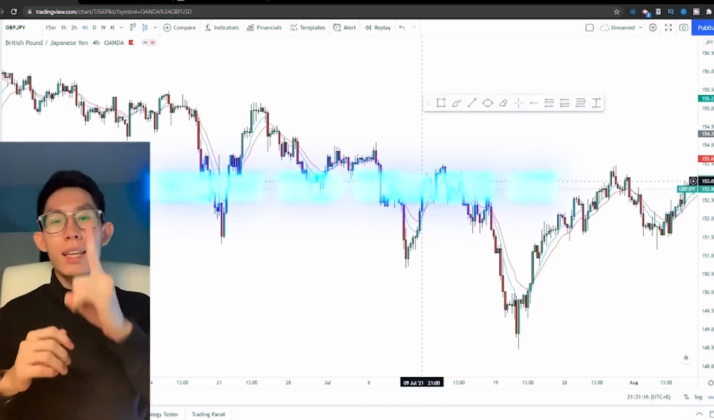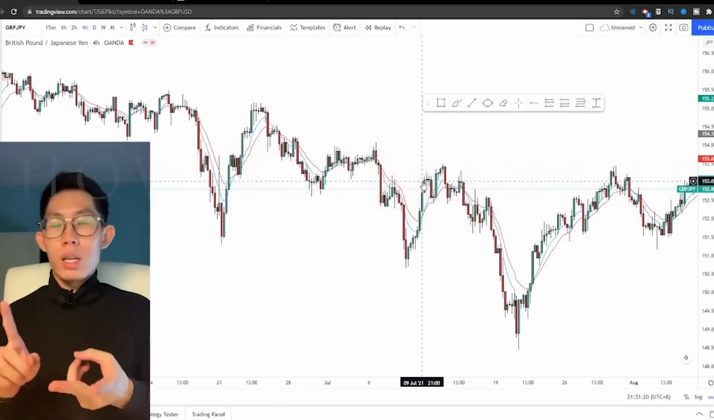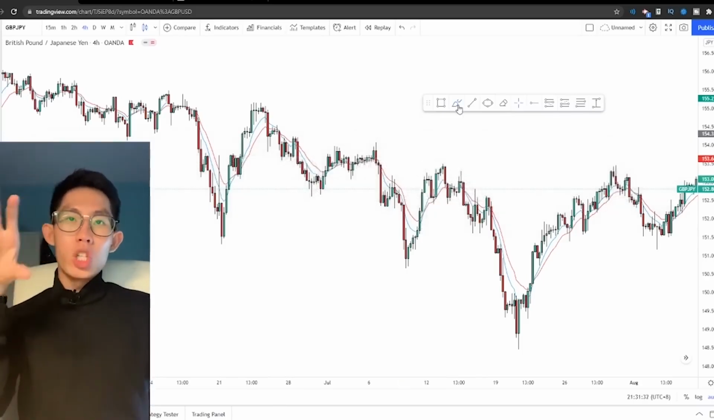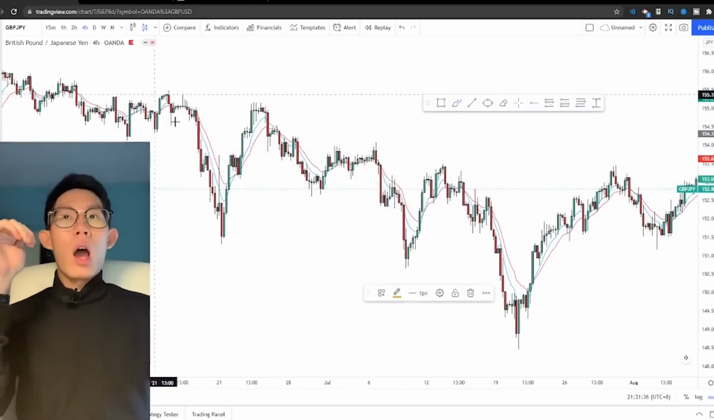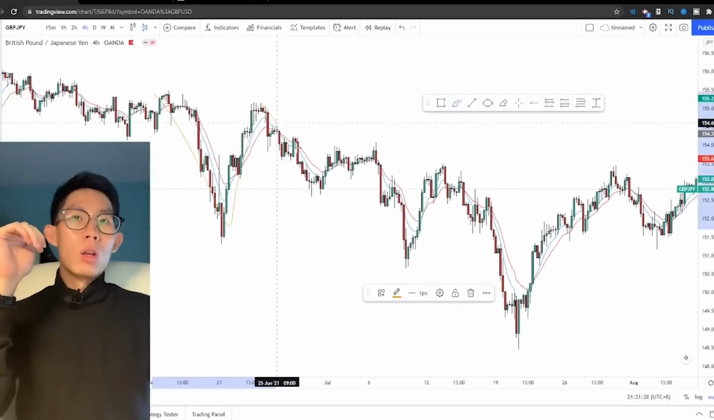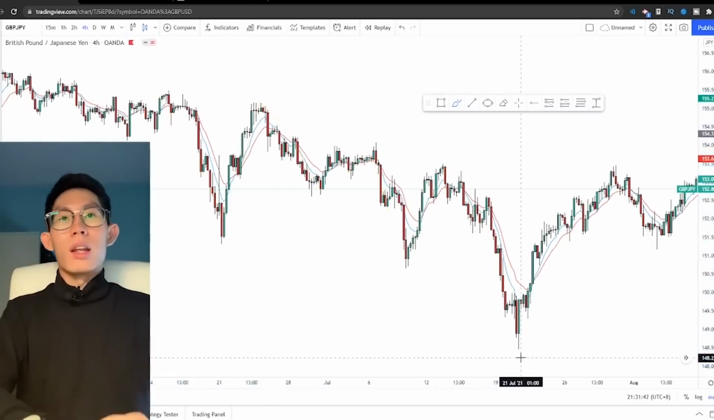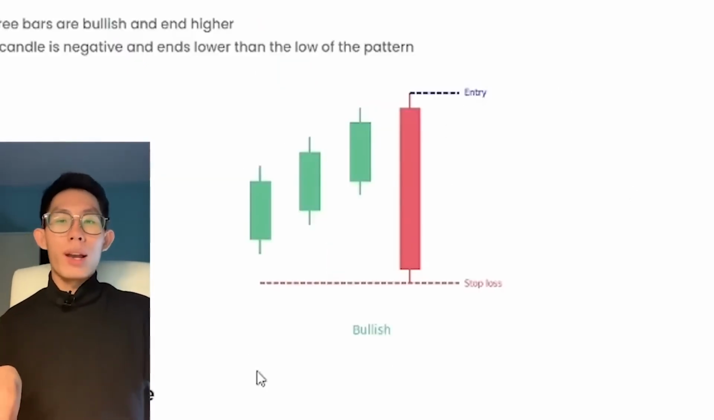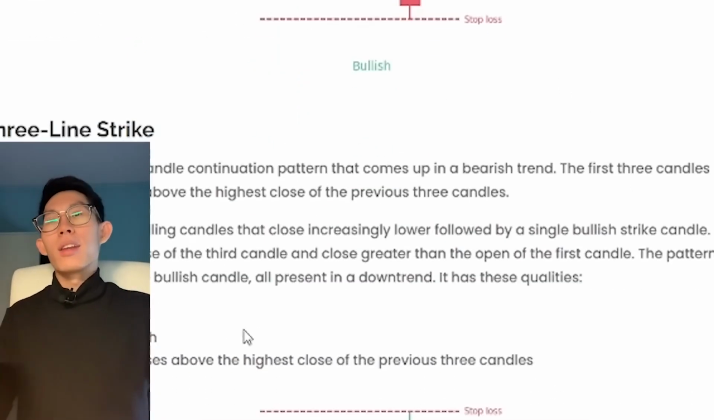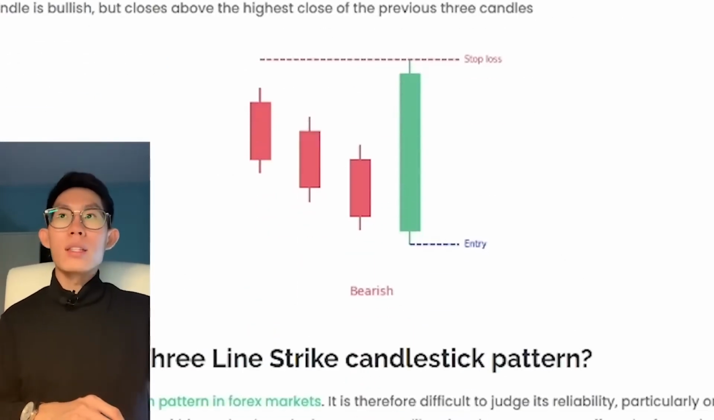So the first thing you need to do is to look at the overall trend. Is it an uptrend or is it a downtrend? Here's an example on GJ. You can see clear as day that price is making a downtrend. Lower low, lower high, lower low, lower high, lower low, lower high, lower low. Alright, so this is in a downtrend. So in a downtrend, you should be looking for this 3-line strike candlestick pattern. And in an uptrend, you should be looking for this 3-line strike candlestick pattern.